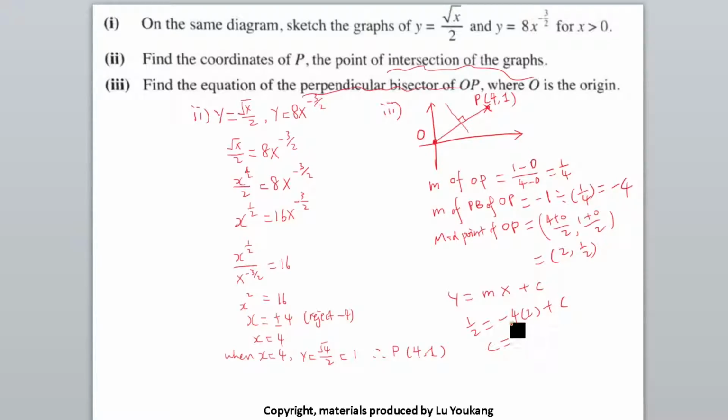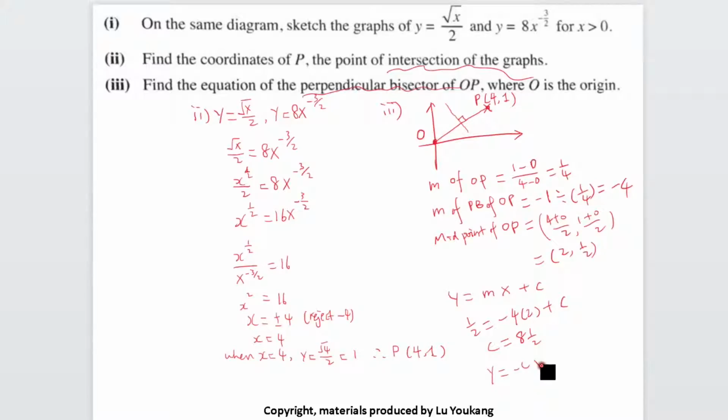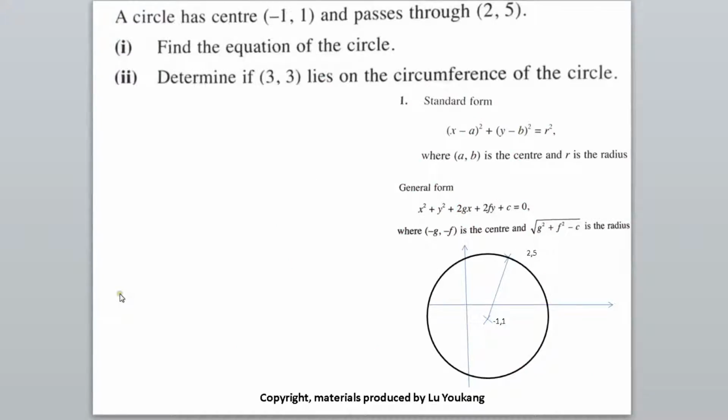So your c is equal to 8.5, if you can see it. It hangs, and it should recover fast enough. So your c is equal to 8.5. Therefore, your equation is y equals -4x plus 8.5. So that is the equation of the perpendicular bisector.